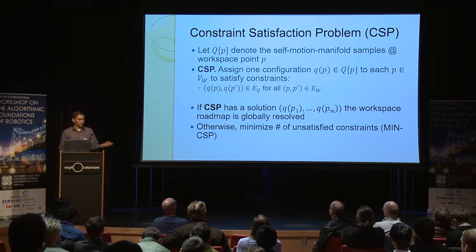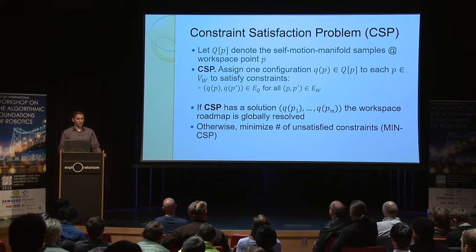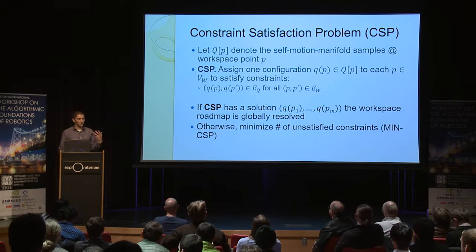If you found a solution, then this would be a global resolution of the entire workspace roadmap. In the more common case, you can't find a global solution, and you end up wanting to minimize the number of disconnections, that is, minimize the number of unsatisfied constraints in the CSP.